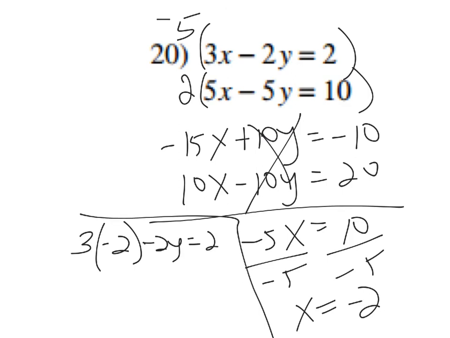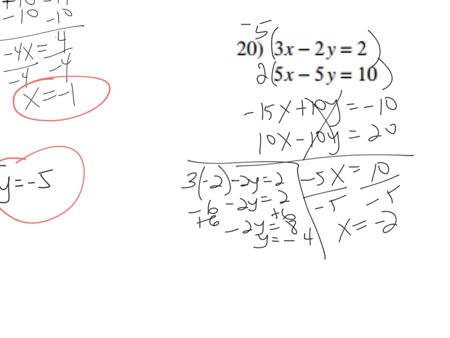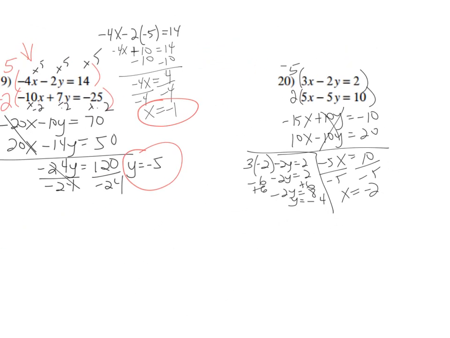I'm going to kind of section these ones off. That gives me negative 6 minus 2y equals 2. Add 6 to both sides. Negative 2y equals 8. If I divide both sides by negative 2, my y value is going to be negative 4. And that is the closing of section 3.11.